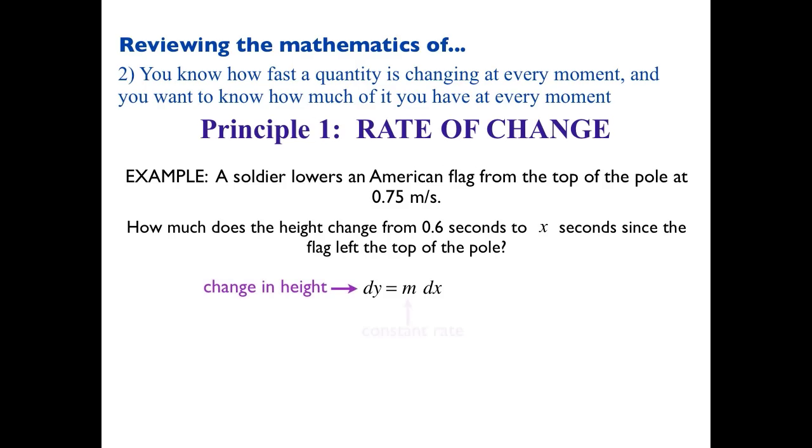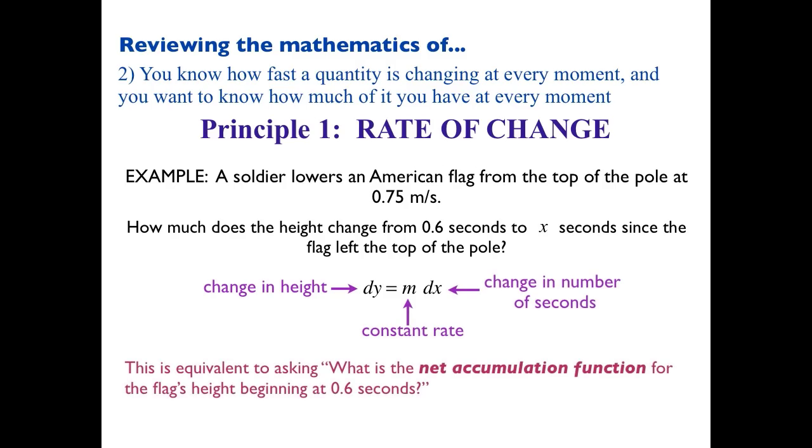All right, so we want the change in height. We got the constant rate. We got the change in the number of seconds. And so this question is equivalent to asking, really, what's the net accumulation function? Net accumulation function for the flag's height beginning at 0.6 seconds. In other words, how much height has accumulated since 0.6 seconds? Or deaccumulated, right? So it's decreasing, but accumulation can be increasing or decreasing. So this question is something called a net accumulation function.